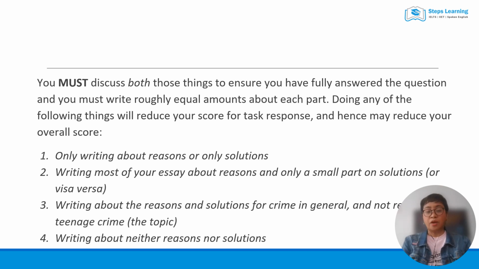Doing any of the following things will reduce your score for task response and hence may reduce your overall score. One, only writing about reasons or only solutions. Two, writing most of your essay about reasons and only a small part on solutions or vice versa. Three, writing about the reasons and solutions for crime in general and not reasons for teenage crime, which is the topic. Or four, writing about neither reasons nor solutions.